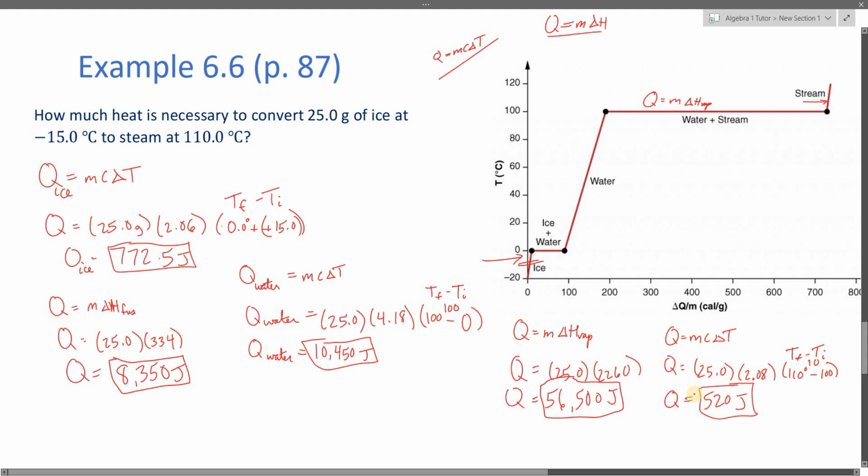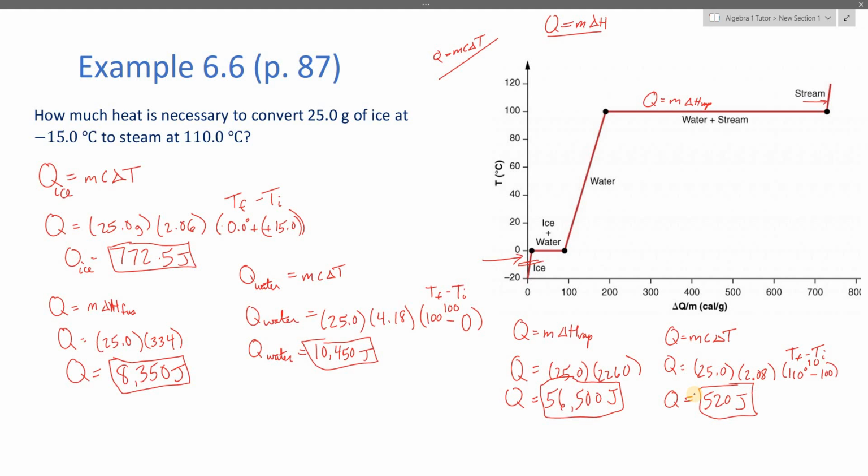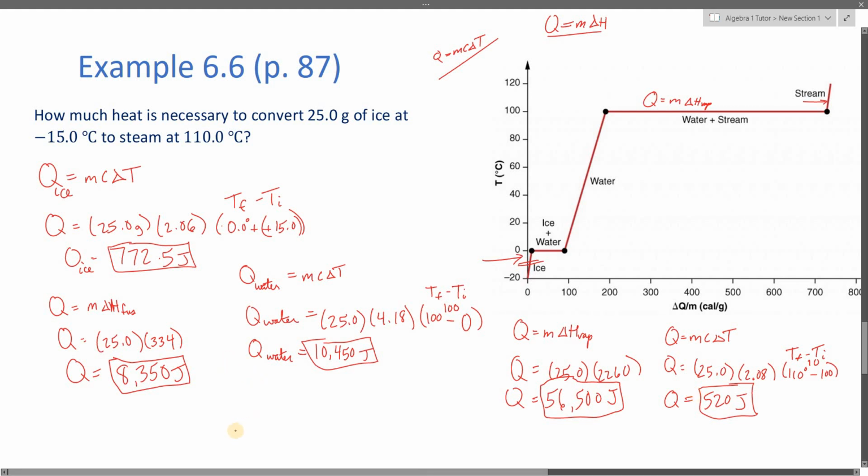So I take 772.5, I add 8,350 to it, I add 10,450, I add 56,500, and then I add 520. That gives me a final answer. Here's the Q total for the whole problem down at the bottom here. And that's going to give me 76,592.5. And this is all going to be in joules. And for the sake of time, I will go ahead and leave that as that.